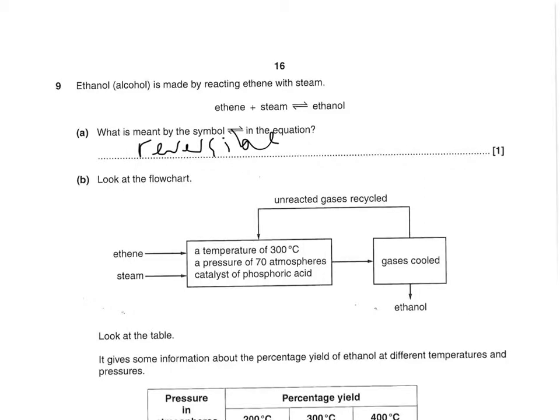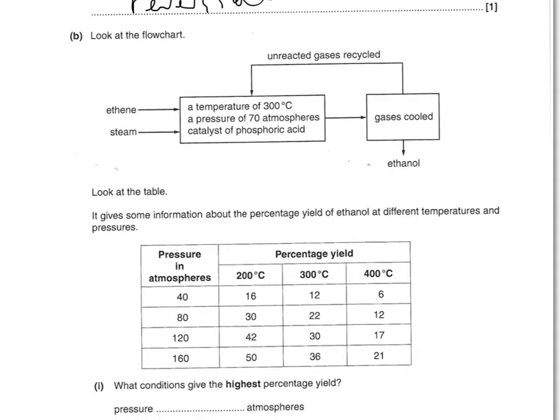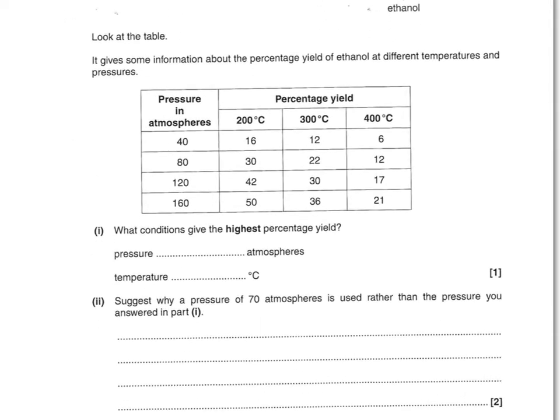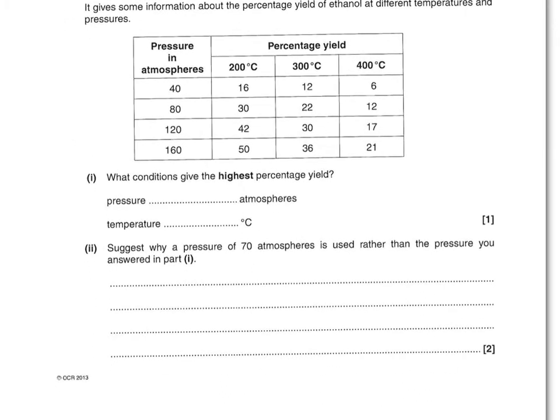It says, look at the flowchart, look at the table. It gives some information about the percentage yield of ethanol at different temperatures and pressures. Which conditions give the highest percentage yield? So you're just looking for the highest number here, so you can see that 50 is the highest number. So what's the temperature? It's 200 degrees. And then what's the atmospheres? It's 160. So you need both of those for that mark.